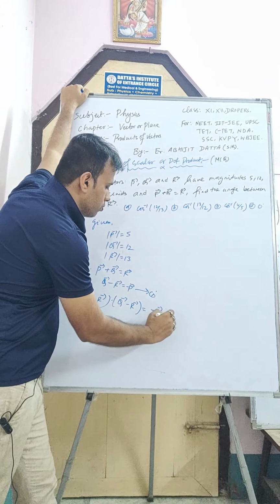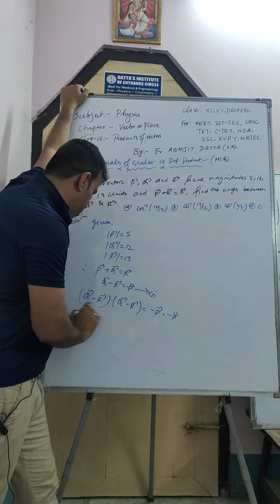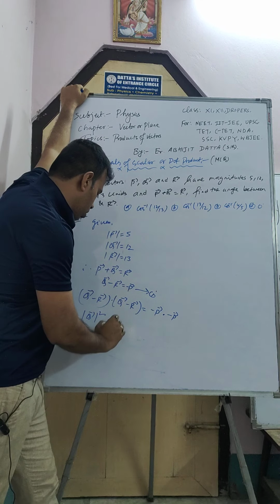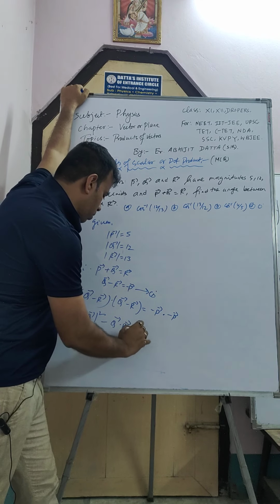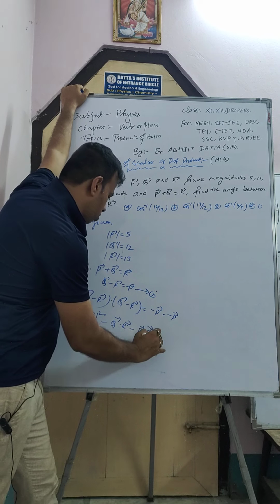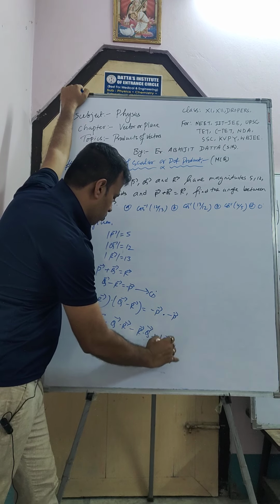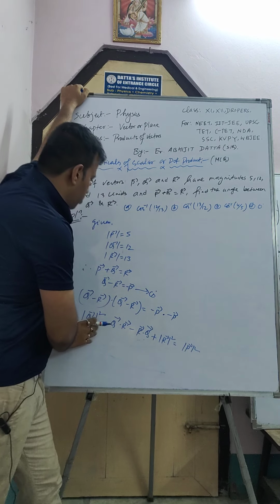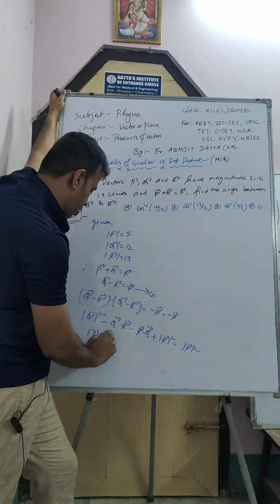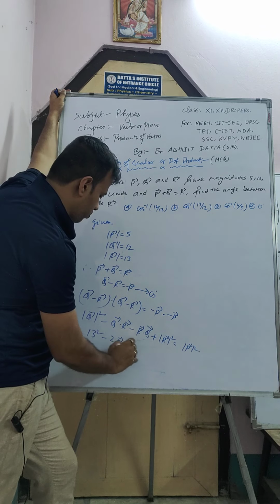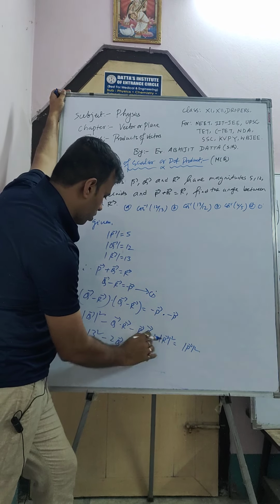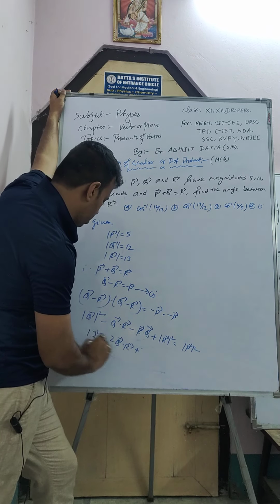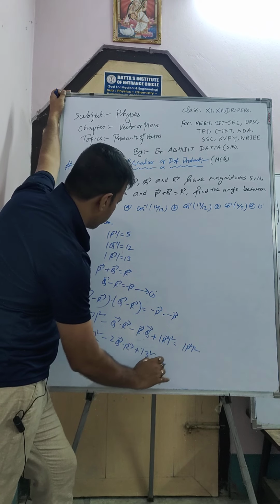Okay, so now if you multiply this, it becomes q dot q, that is mod q square, minus q dot r, minus r dot q, plus mod r square, equals mod p square. Now mod q square is what? That is 12 square, minus 2 q dot r, plus mod r square, which is 13 square, equals 5 square.